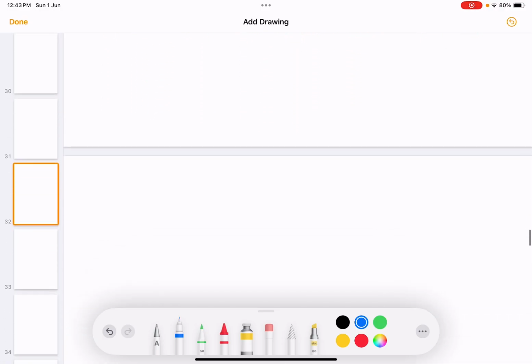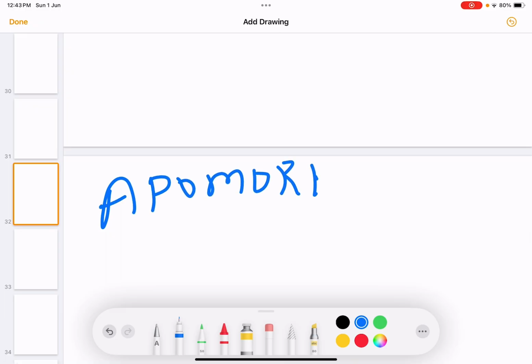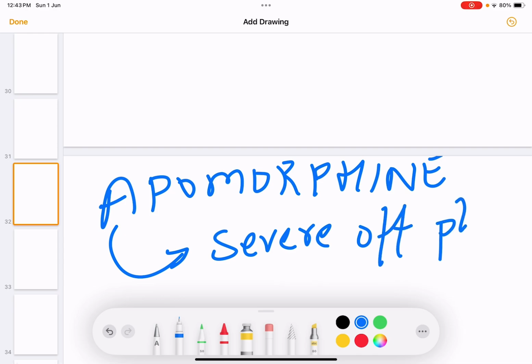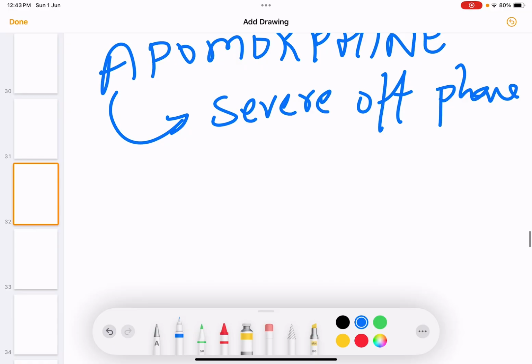Now what is the use of apomorphine? Apomorphine is a subcutaneous agent. It is used in rescue of severe off phase. So suppose there is a severe off phase, meaning the patient is not responding to levodopa, then it is used as a rescue agent.